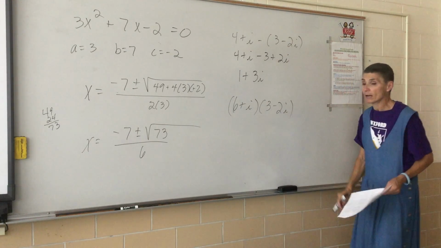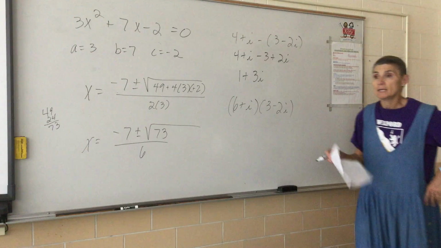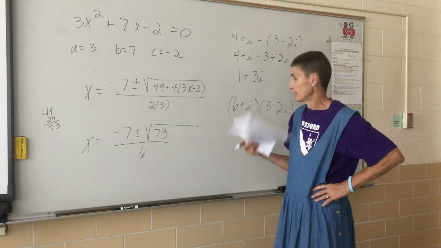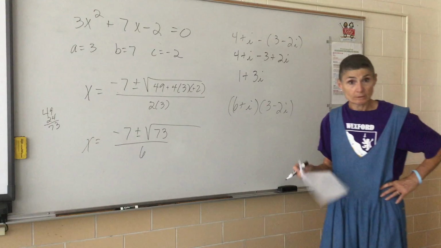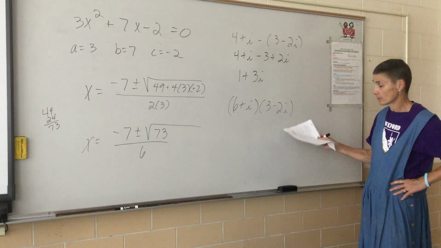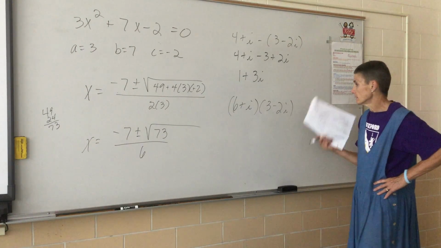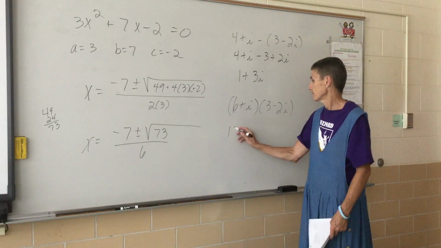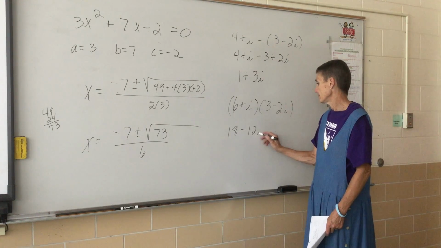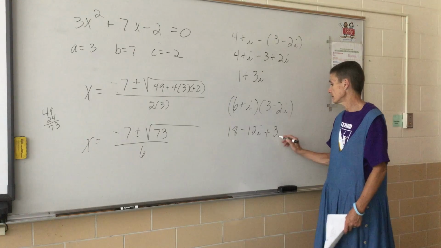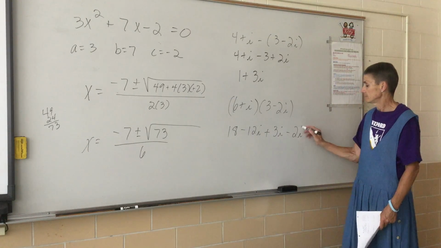Easy peasy. All right, now we got a multiply problem. Now, when we do this multiplication, we are going to have to FOIL. We have a big parentheses times another parentheses. We're going to FOIL. So here we go. First, outside, inside, last.